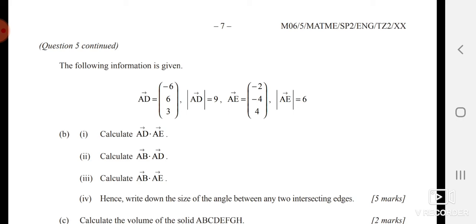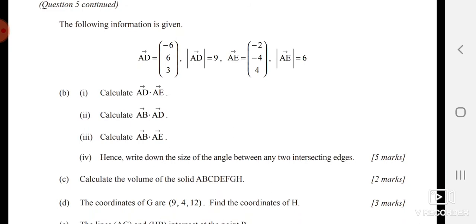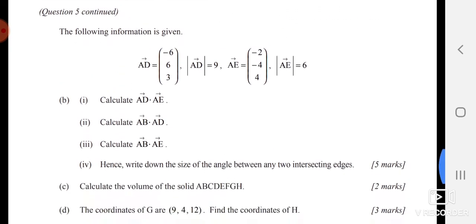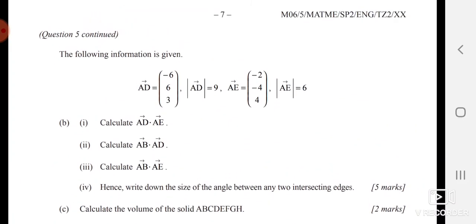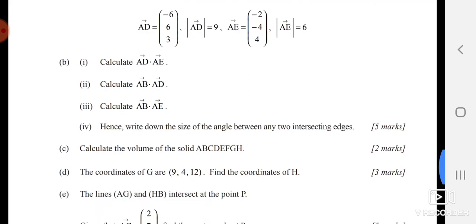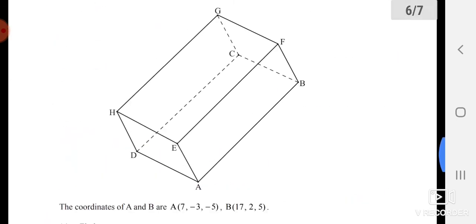Okay, calculate AB and AD. You have already calculated AB, take that AB and then choose this AD, and in the same way, again here it's AB and A. I don't think you will have any issue. Hence, write down the size of the angle between any two intersecting edges. As I have told you, A dot B is equal to A's magnitude times B's magnitude times cos theta. By using this formula, you can easily calculate the angle between any two intersecting vectors. You can see from the figure which vectors are intersecting at each other.